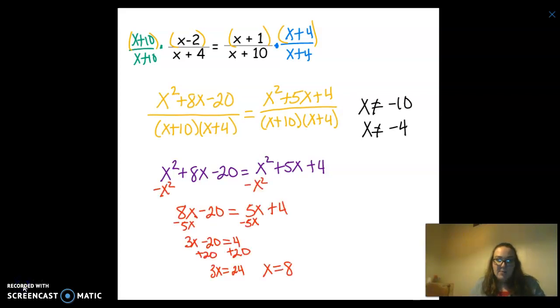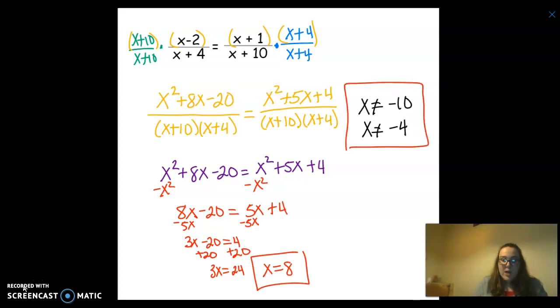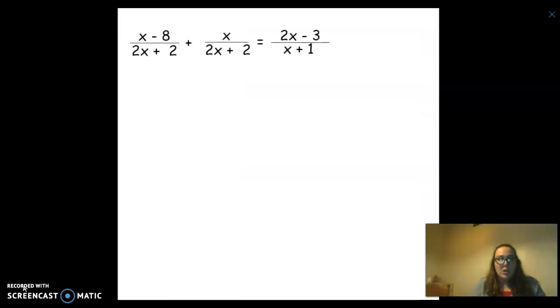Alright, there is the value that I get for x after I solve that equation. So x equals 8. Is x equals 8 one of these cannot be numbers? Well, no, it's not. Okay, so that means x equals 8 is our solution. Okay, here we go.